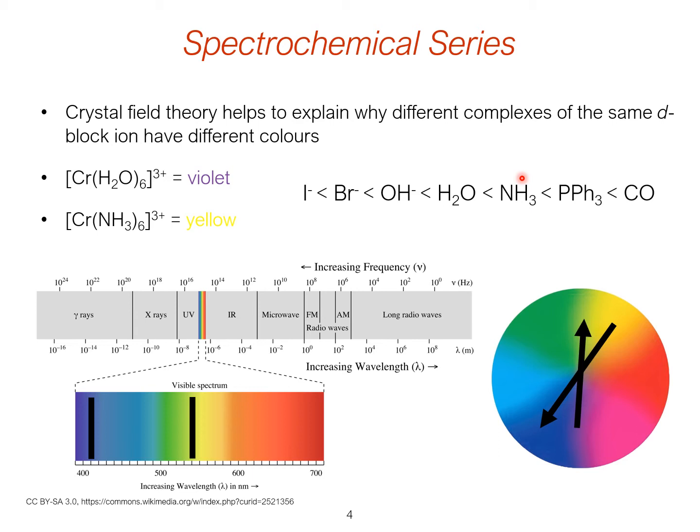We'll look at chromium hexaaqua 3+ and chromium hexaammine 3+. They're right next to each other in the spectrochemical series, but we can already see from the colours that it does make a difference. Starting with the hexaaqua complex ion, that's violet. So if we look at our colour wheel, it appears violet. That means it must absorb this yellow-green colour. So let's say it's a yellow-green.